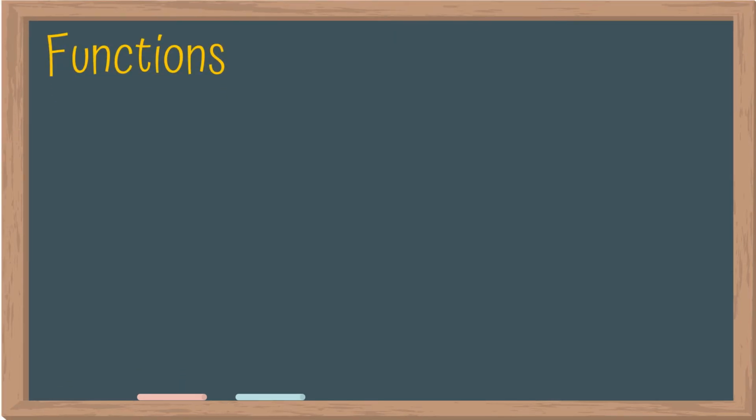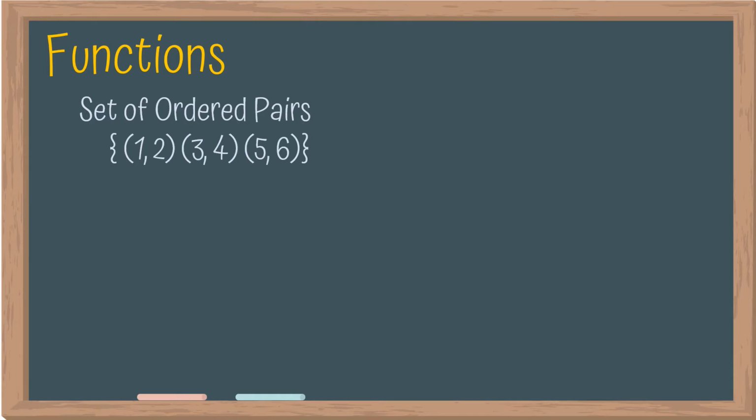So we have different ways on how we can describe a function. First, we can describe a function by a set of ordered pairs, such as this one. So we have here 3 ordered pairs describing a function. So we have 1, 2, 3, 4, and 5, 6.